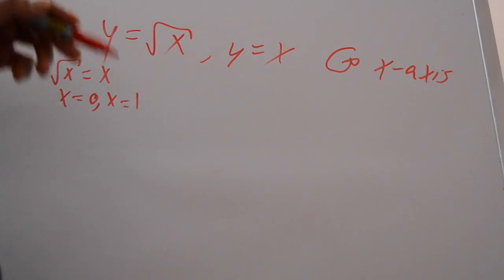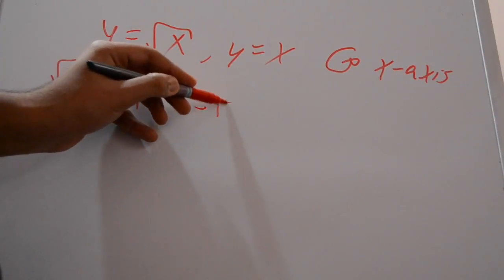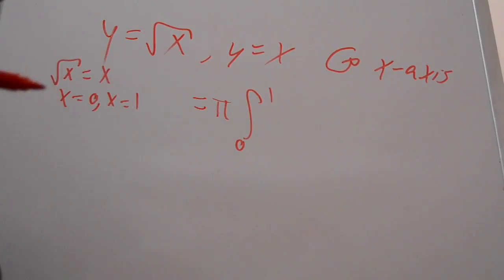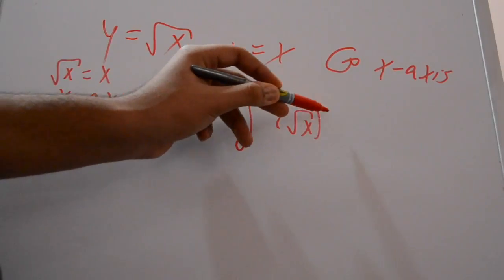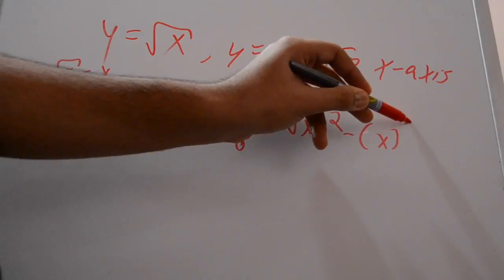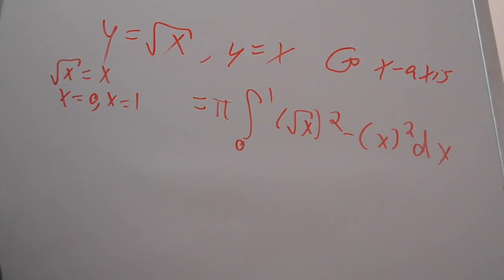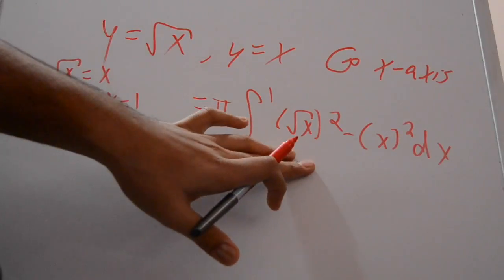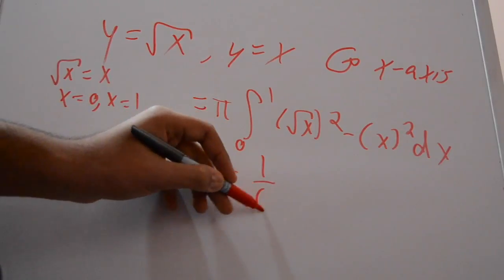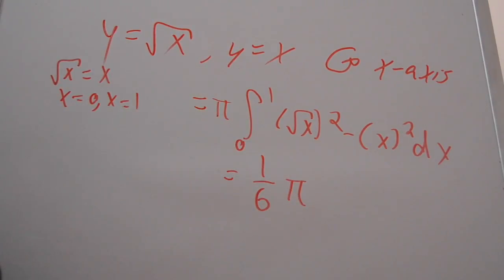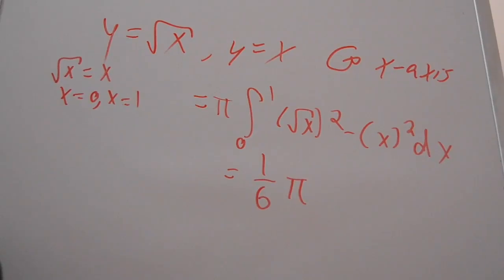So we're going to have our region, which is bounded by pi from 0 to 1, and we're going to have square root of x first. So square root of x squared minus x squared dx, and that's the region bounded by all of that, and that's where we're going to rotate. If you guys want to solve that out, integrate that, just square root of x squared and x squared, and you just solve from there, and you're going to get 1 over 6 pi, and that's your answer. That's just simple integration from there.